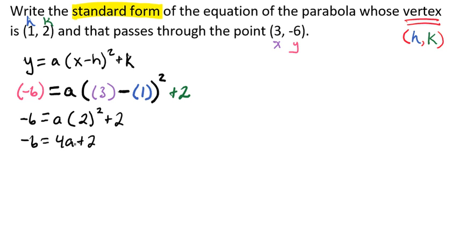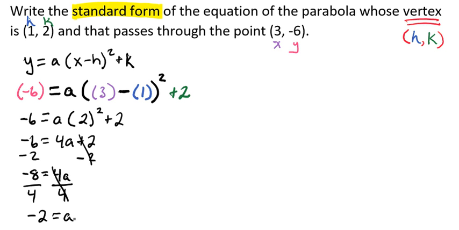So we need to solve for a. We subtract 2 from both sides, and that gives us -8 equals 4a. We divide both sides by 4, and that tells us that a is worth -2.